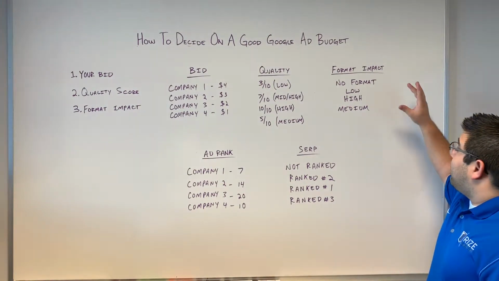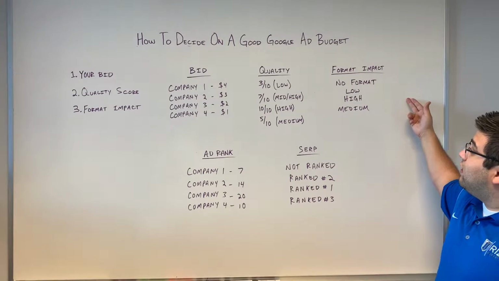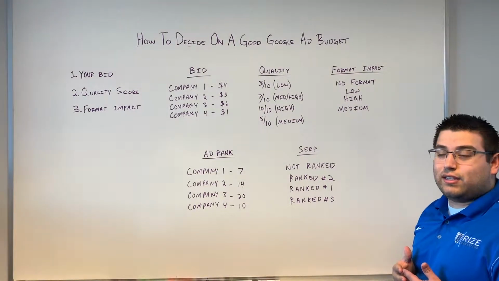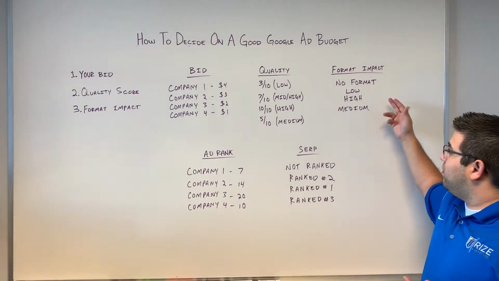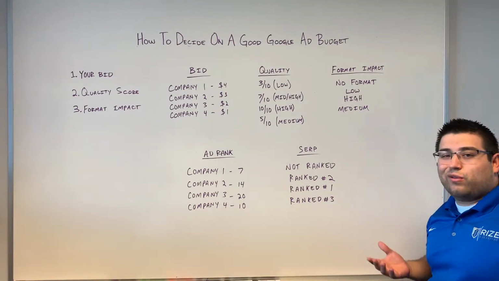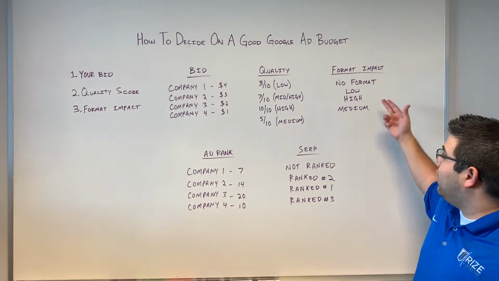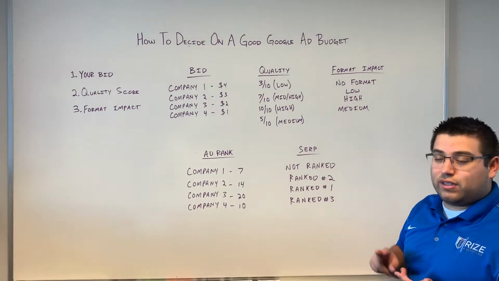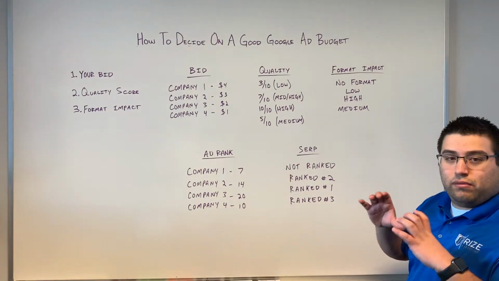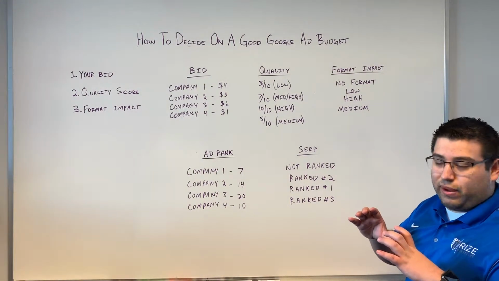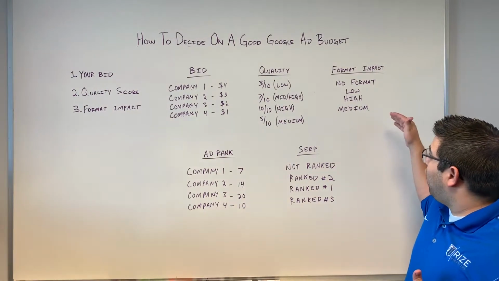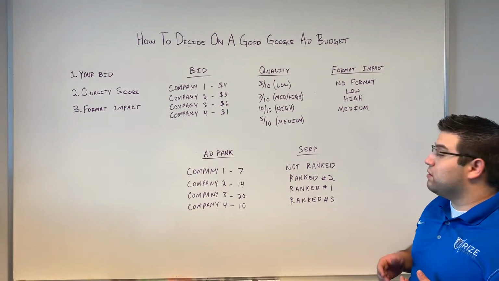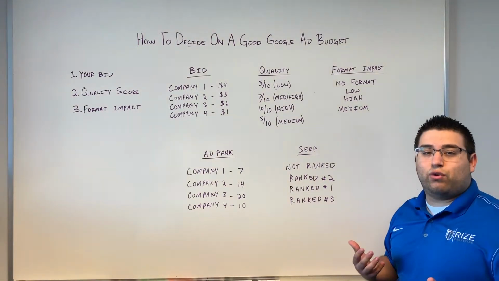All right, now looking at their format impact, company one has no formats. They're not utilizing ad extensions. Company two, they have a low format impact, so they're not doing the best either. And company three has a high impact, which is really good. They're utilizing extensions to their fullest. Their ad looks really nice when it pulls up on the search engine result page. And company four has a medium, so they're doing pretty good as well. They're doing some Google ad extensions, but maybe not utilizing every tool Google has for them.